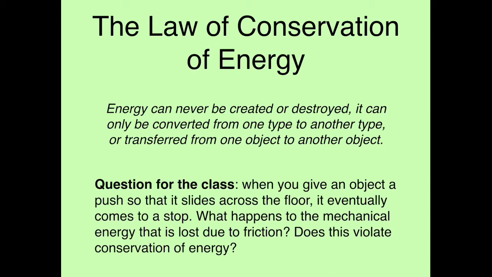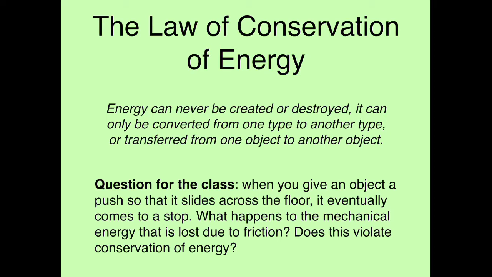And now we're at the point where we can finally state the law of conservation of energy and try to figure out what it means. So the law of conservation of energy says that energy can never be created or destroyed. It can only be converted from one type to another type or transferred from one object to another object. Okay, so it can't be created or destroyed. It can only move around.